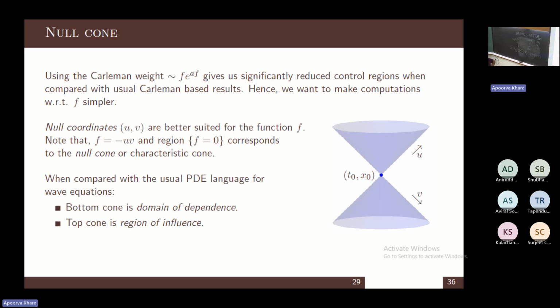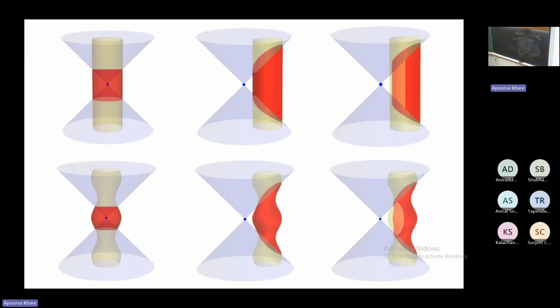So this bottom cone is just the domain of dependence in the wave equation. What is happening at this point is dependent only on the points inside this cone, and anything on the top cone is being influenced by this point. These are the domain of dependence and region of influence that we study in normal wave equation PDE theory. Again, our control regions are restricted to the exterior of the null cone, and the control regions we get are of this type.